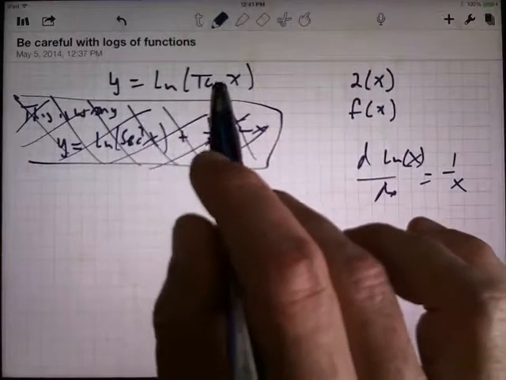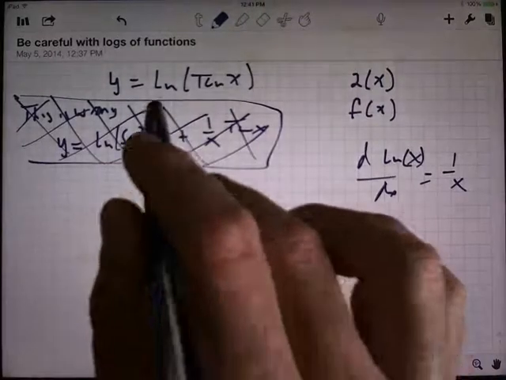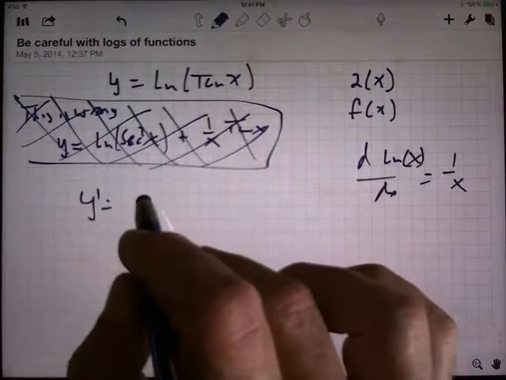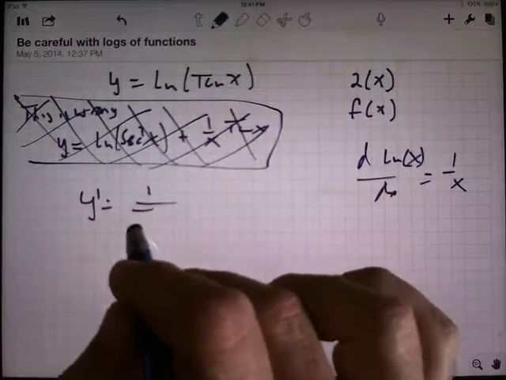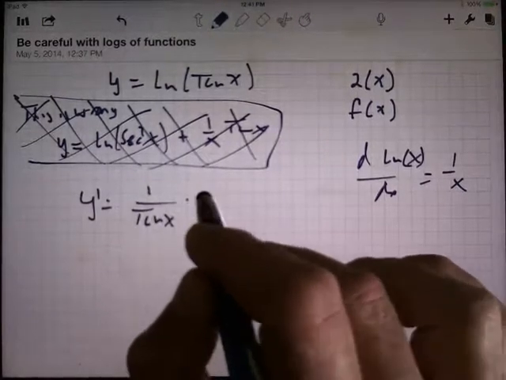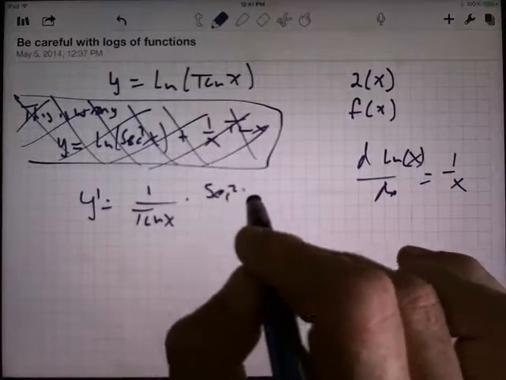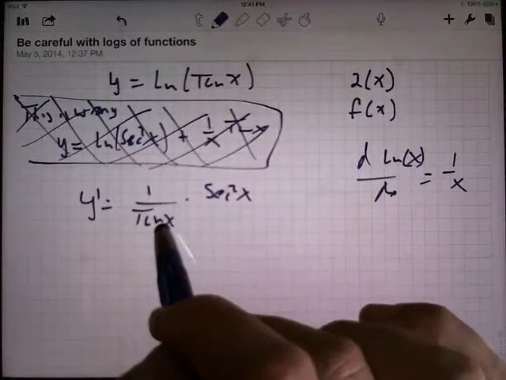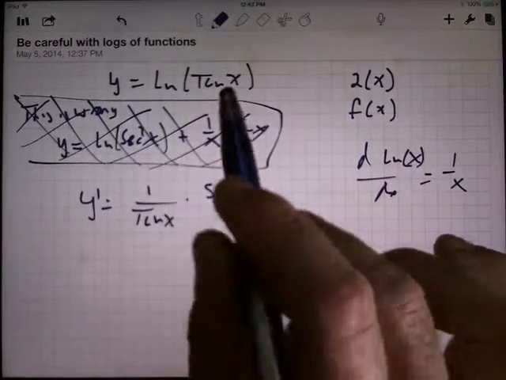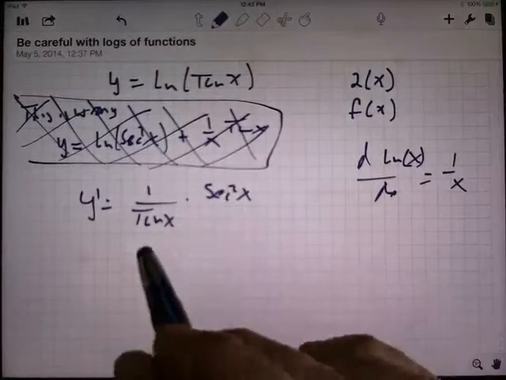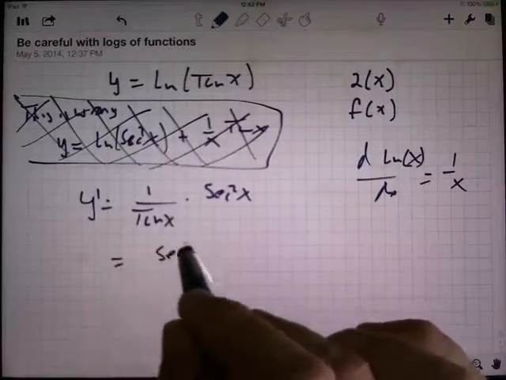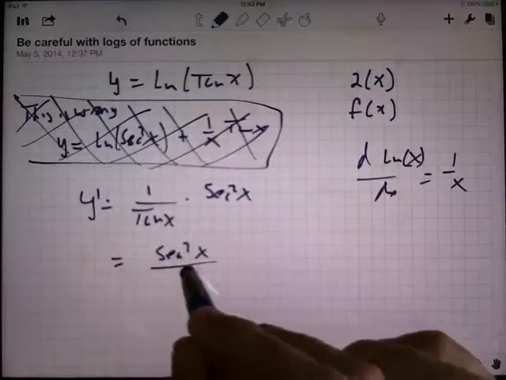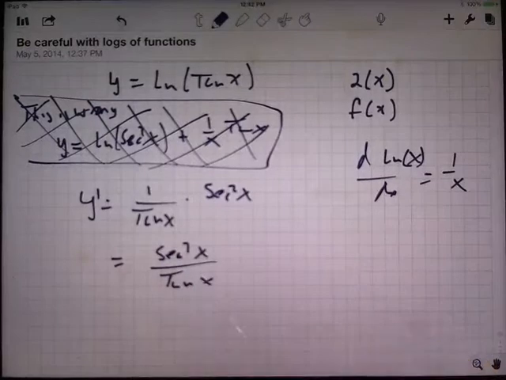This is the log of a function. To take the derivative of the log of a function, you do 1 over that function times the derivative of that function. So the derivative of log u is 1 over u, but then the chain rule says multiply by the derivative of u. Well, the derivative of tangent x is secant squared x. So you end up with secant squared x over tangent x. Okay, that's the way you're supposed to do this problem.